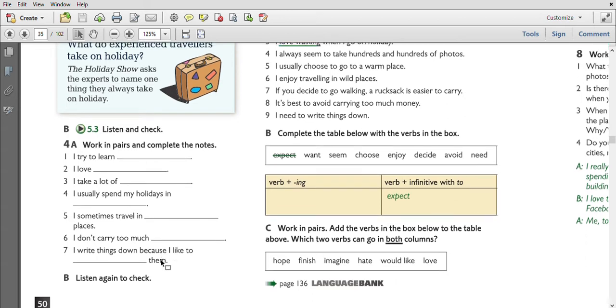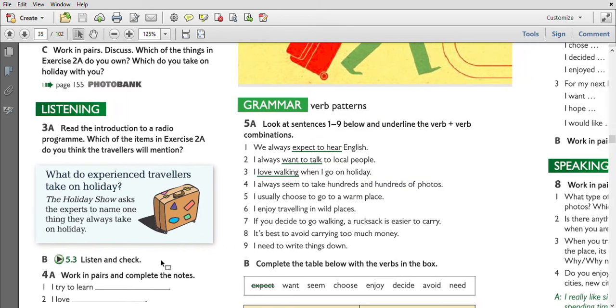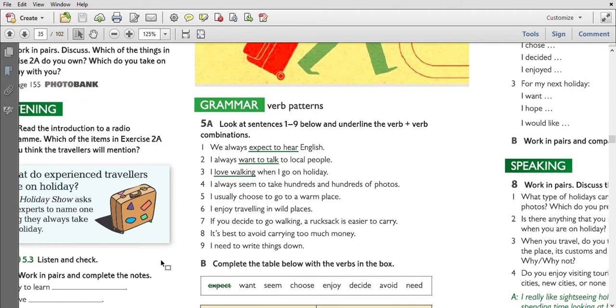So, the next part of our lesson is verb pattern grammar. Look at sentences 1 to 9 below and underline the verb plus verb combination. The first one: we always expect to hear English. It is underlined, expect to hear. Here we use the verb plus verb combination. The first verb is expect, the second is to hear.